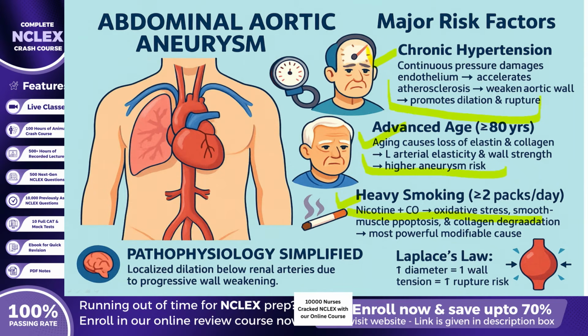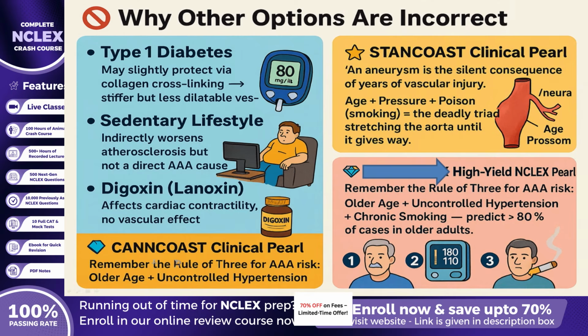Option C, though detrimental to general cardiovascular health, does not directly cause aneurysm formation, but may indirectly worsen atherosclerotic risk. Lastly, the use of digoxin, option D, affects heart contractility, but bears no connection to aneurysmal disease and is therefore clinically irrelevant in this context.